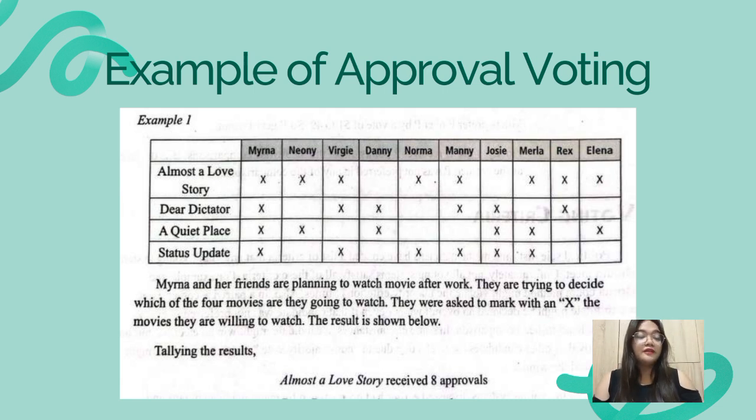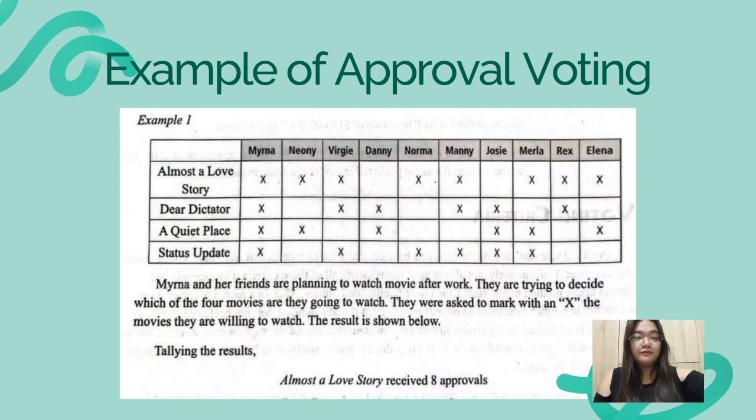Next is Status Update. Myrna, approve. Nioni, disapprove. Virgie, approve. Dani, disapprove. Norma, Manny, Josie, Merla, approve. Rex, and Elena is disapprove. So, that will be total of 6 over 10.